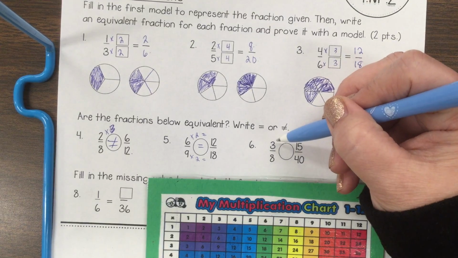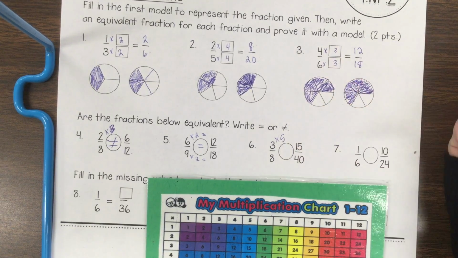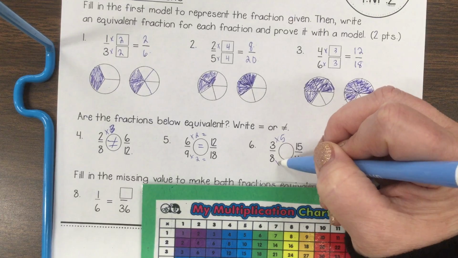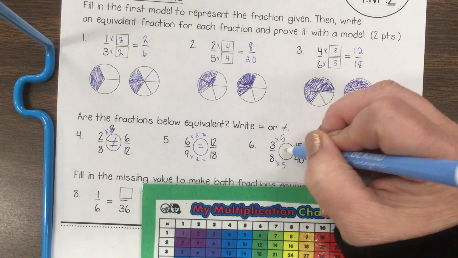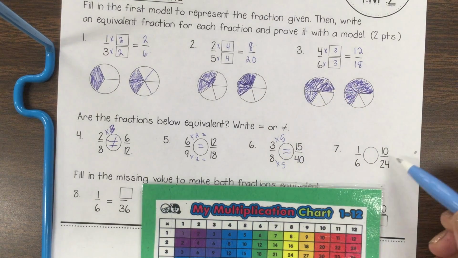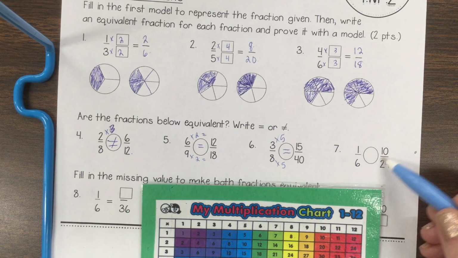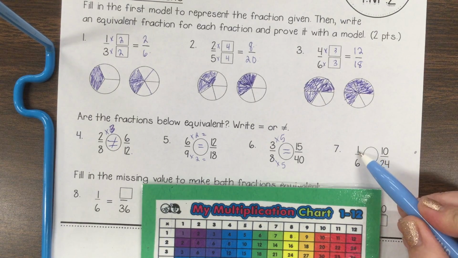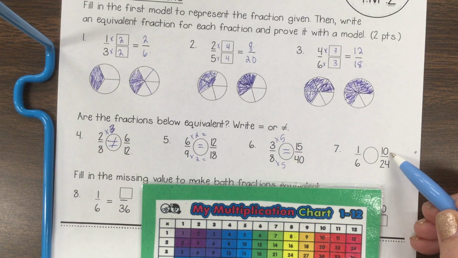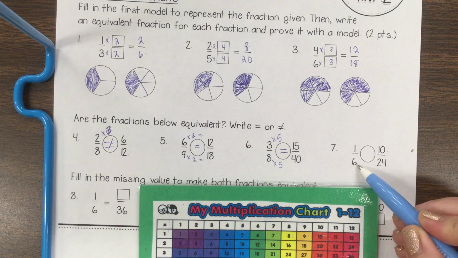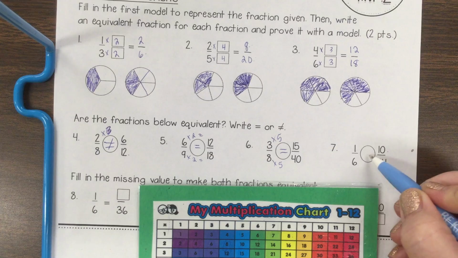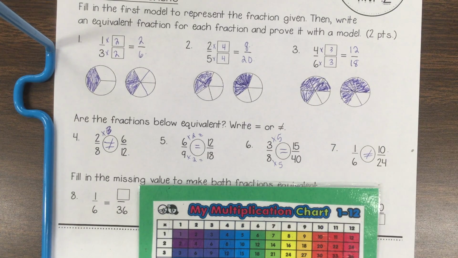So hopefully you're thinking about 3 times 5 gives you 15. And then 8 times 5 gives you 40. So yes, those are equal. And I hope you're looking here knowing that no way. Because if I took 1 times 10 to get me 10, if I took 6 times 10, that'd be 60. So hopefully you're saying to yourself, that is not equal.